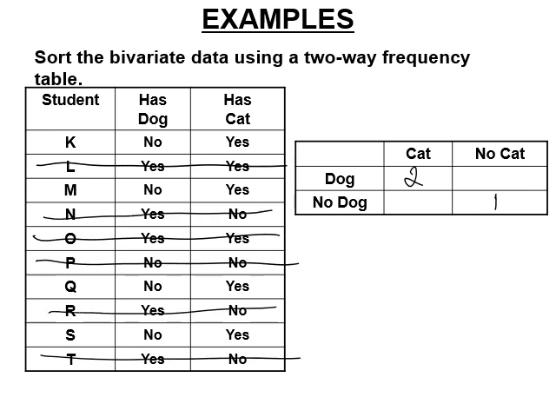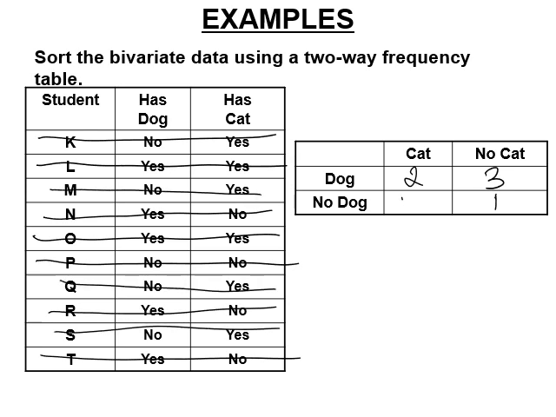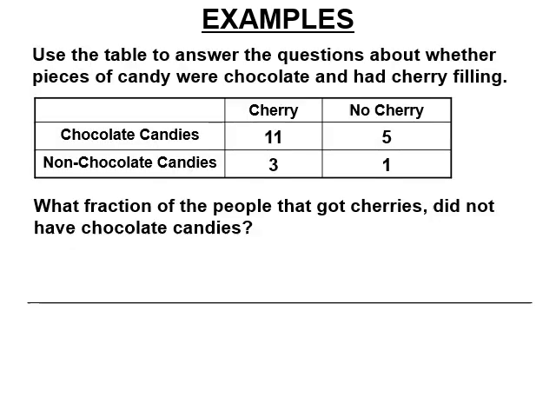Three that have a dog but no cat. That was there. And then 1, 2, 3, 4 have a cat but no dog. And so you use these tables to answer questions like you just see here.